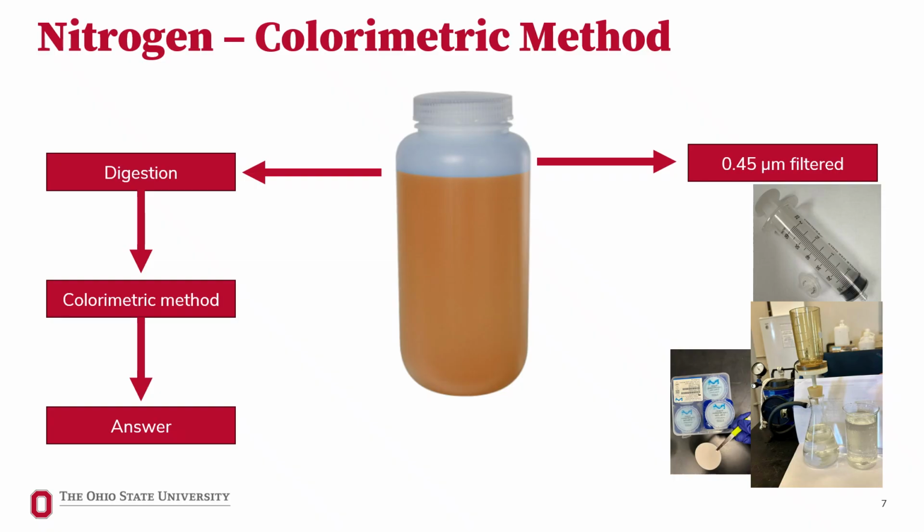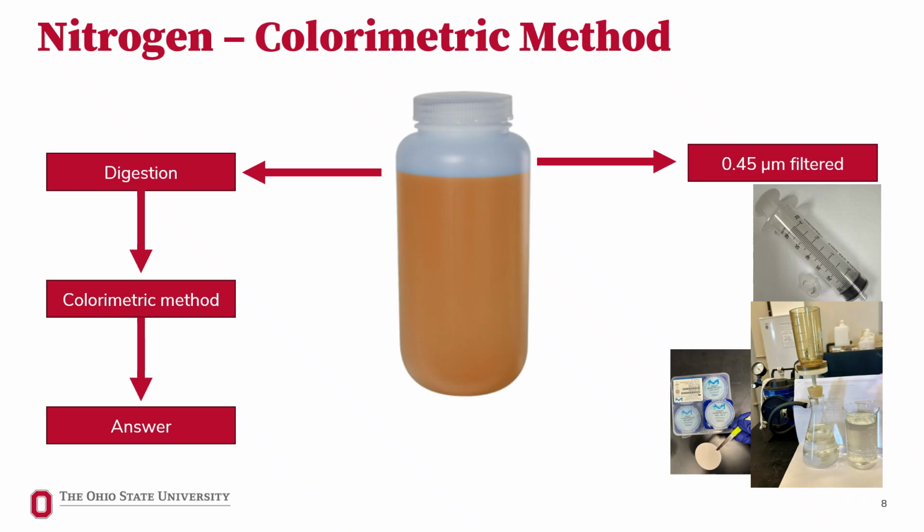A colorimetric method can be used to analyze nitrogen. Similar to what you learned last week in the phosphorus module, the whole water sample can be digested, which renders all nitrogen within the sample reactive with the reagents used in the colorimetric method. For nitrogen, there are several different digestion methods that can be used to analyze whole water, including the Kjeldahl method, as well as alkaline persulfate digestion.